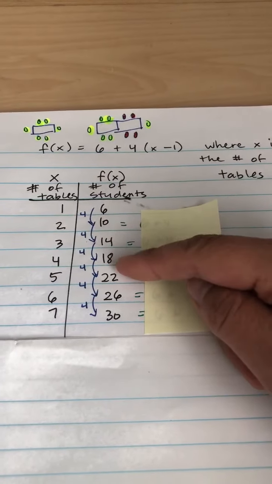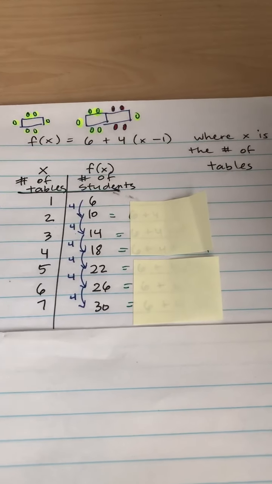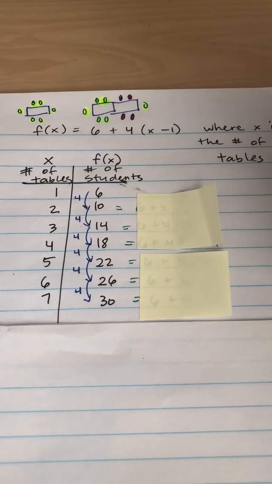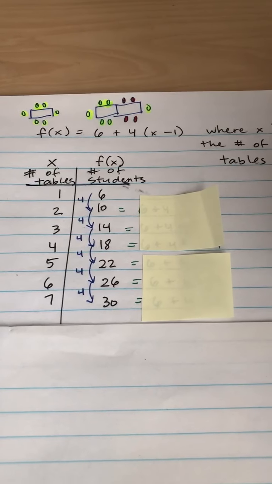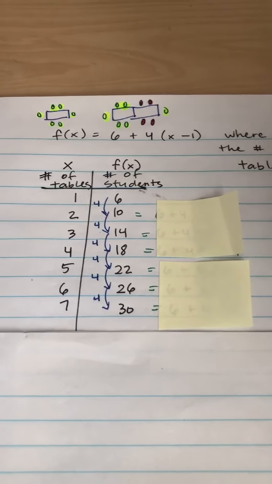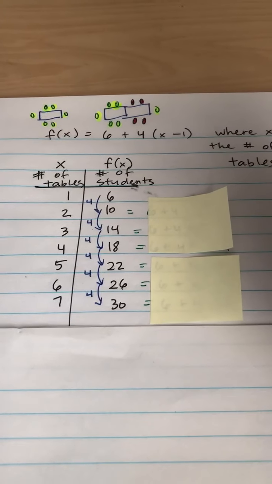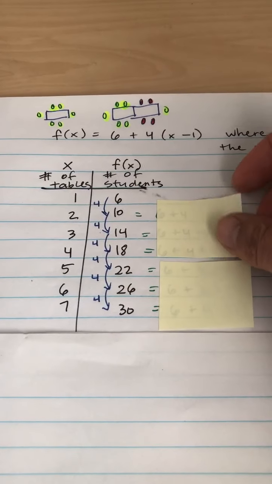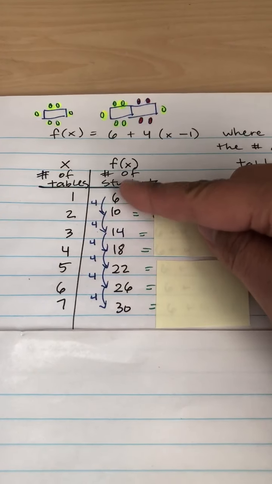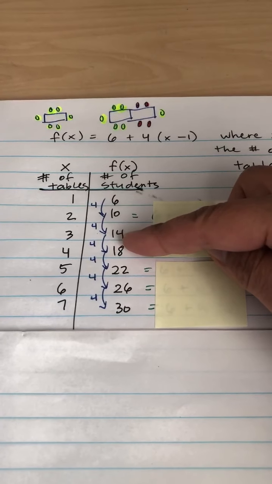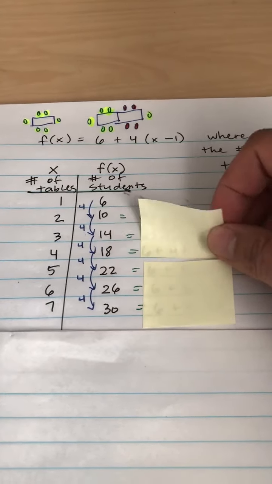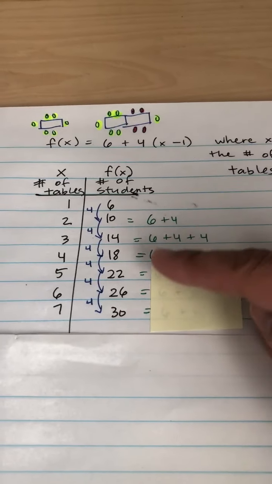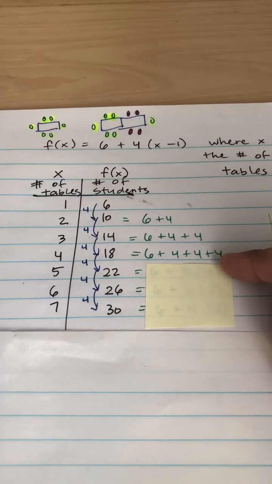rewrite these outputs in expanded form so that you can see the output representing the recurrence, then that might make it a little easier for you to understand the structure and then be able to write an explicit equation or a general form to allow you to find the output, which is the number of students for a certain amount of tables. Okay, so we know that to get 10, we take the previous and then we add 4. To get 14, we get the previous, and then we add another 4, and then here we take the previous and we add another 4.